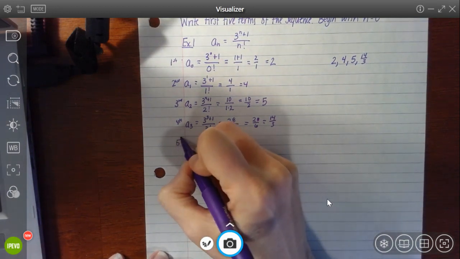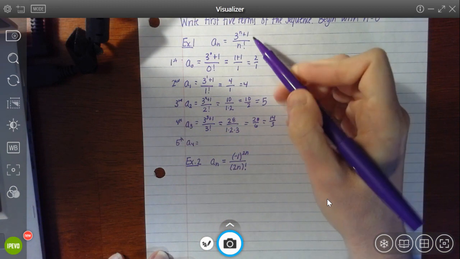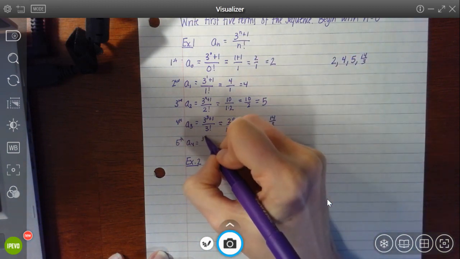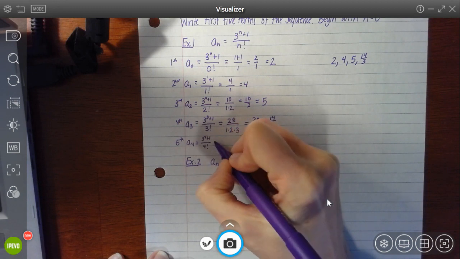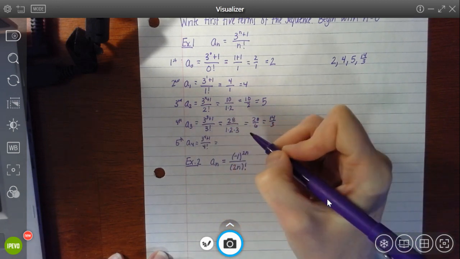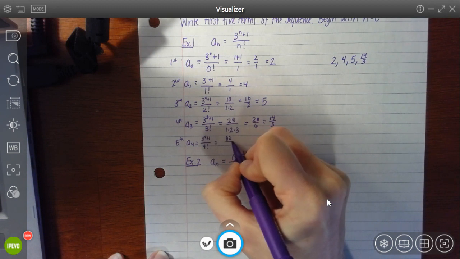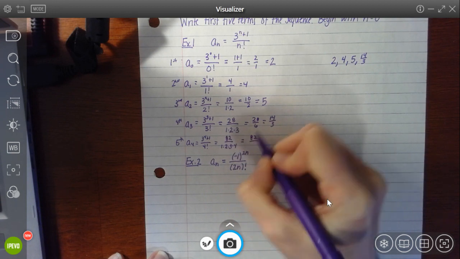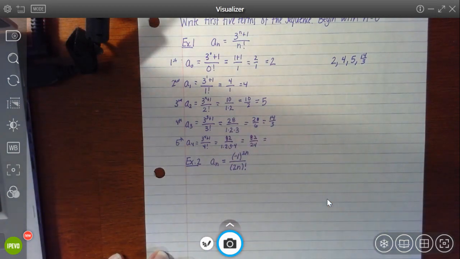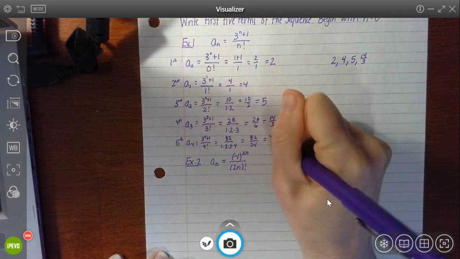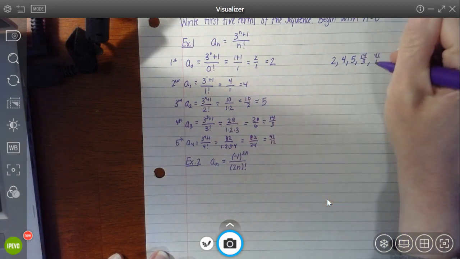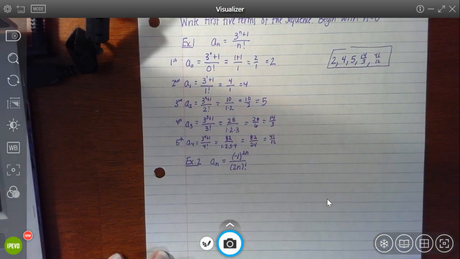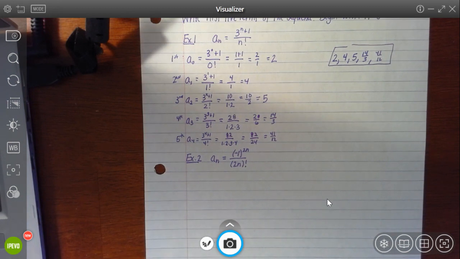All right. And then lastly, for my fifth term, I'm going to replace my n's with 4. So I'm going to get 3 to the fourth plus 1 and then 4 factorial. 3 to the fourth is 81. 81 plus 1 is 82. 4 factorial is 1 times 2 times 3 times 4. I'm going to get 82 over 24. And again, I'm going to reduce that. They're both even numbers, so they both divide by 2. So I'm going to get 41 over 12. And again, I'm going to keep it like that. And there we have our first 5 terms of our sequence using our new factorial notation.